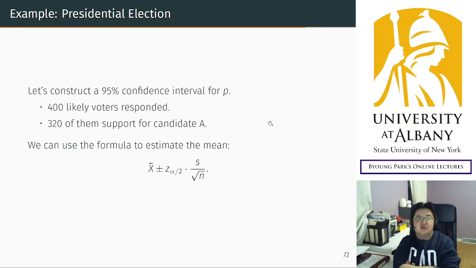And then let's think about a more simple and concrete numerical example. We are going to construct a 95% confidence interval for the true probability of supporting the candidate. And simply, I will assume 400 voters. The survey has been done on 400 voters, and among 400, 320 said yes. So it's a fake example. From this information, can we construct a confidence interval? Yes, we can. Let's see.